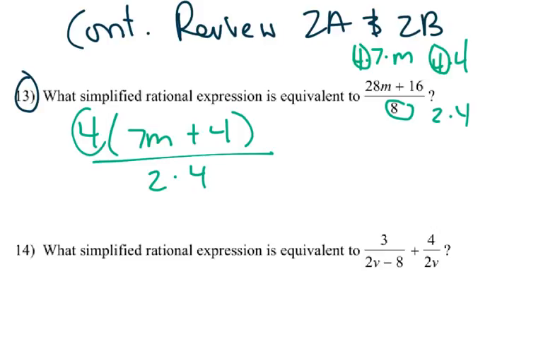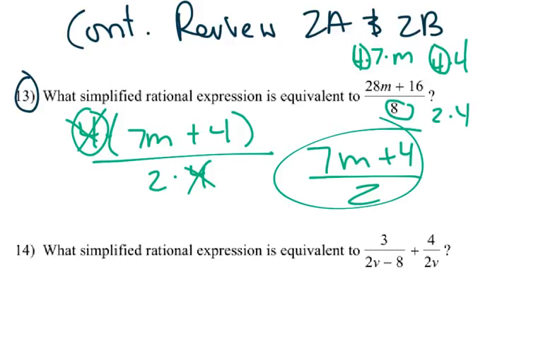Now, this 4, because we're multiplying, can cancel out with this 4. This 4, however, cannot, because it's got this plus 7m. It's like a package deal. You can't get rid of it. Okay? So this is as simple as I can make it. So I get 7m plus 4 over 2.